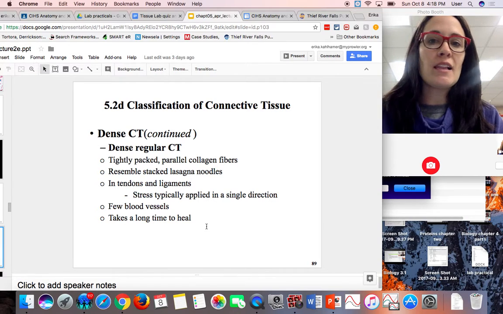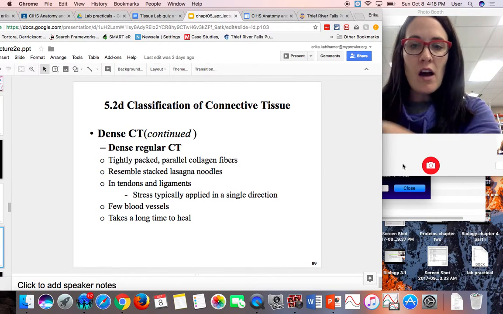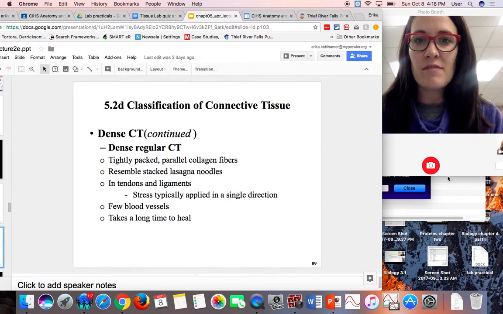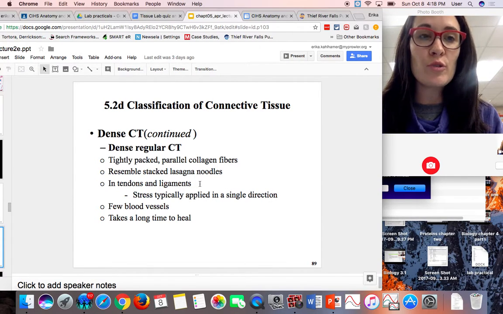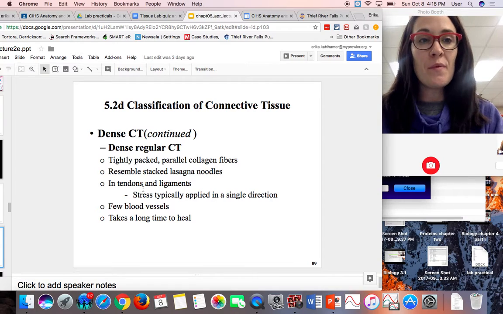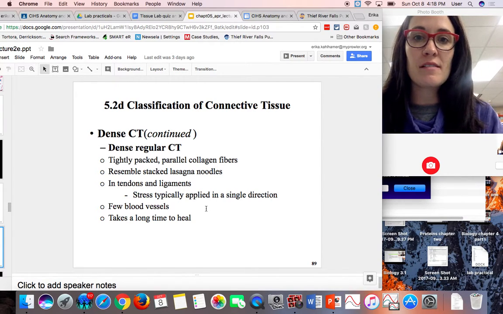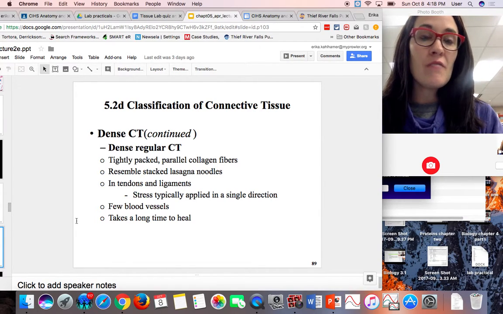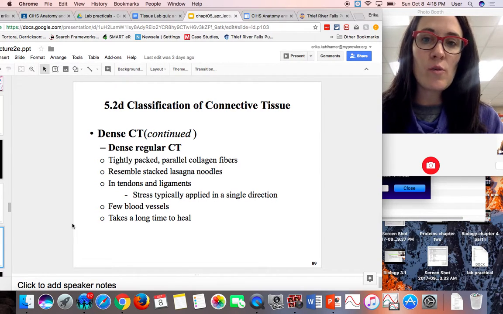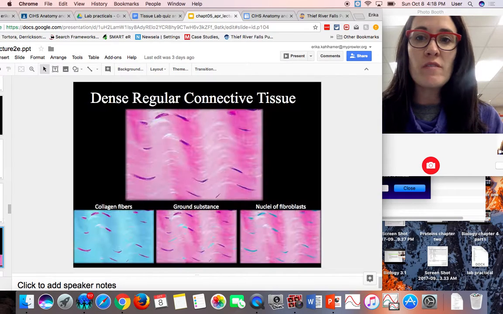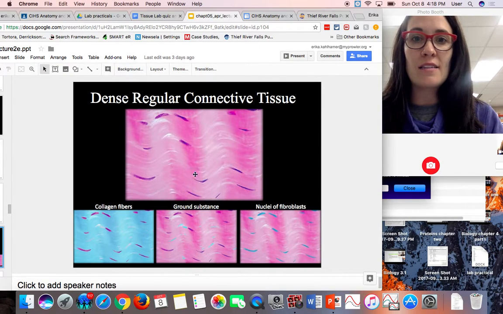Dense regular is tightly packed, parallel collagen lines, fibers. They do look like stacked lasagna noodles. We find this in the tendons and the ligaments. Very few blood vessels. That's why tendons or sprains, things like that, don't heal quickly, because they don't have as much blood vessel. And that's what it looks like, stacked lasagna noodles. There's a nuclei there.